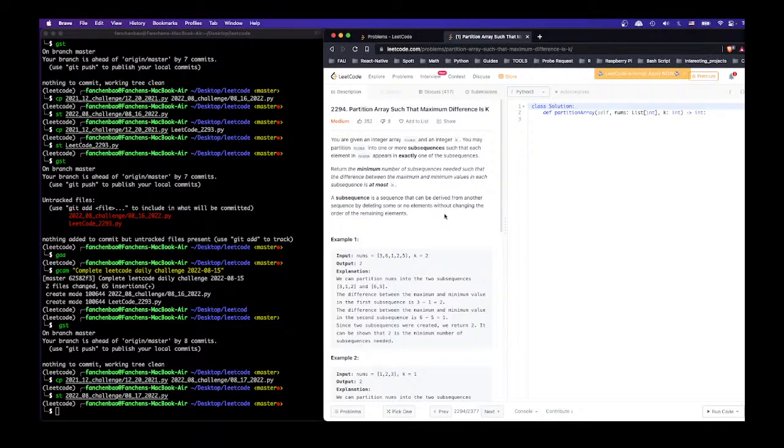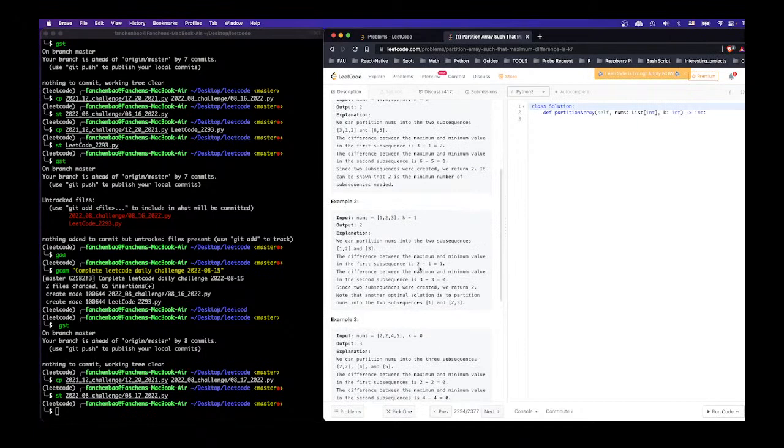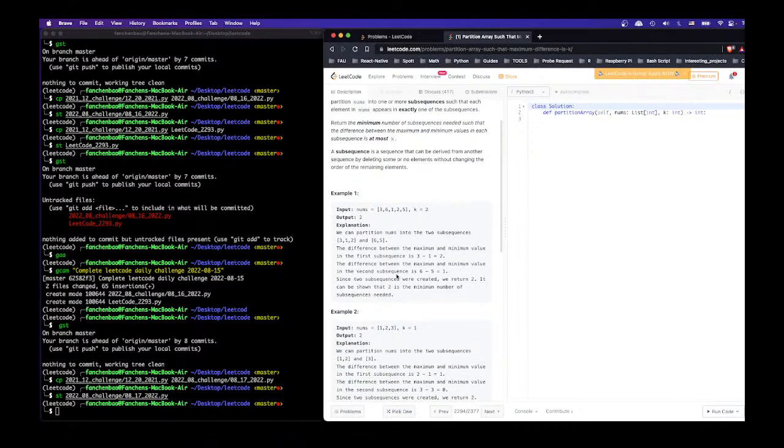Oh, in each subsequence, my bad. So if I divide it by 1, this is going to be 5. And we want it to be... what about it by itself? By itself is 0. Okay, I see. At most k, so it'll be smaller or equal to k. Minimum number of divisions. So for this one, we can divide 1, 2, 3, and 5, 6. Okay. This makes perfect sense.